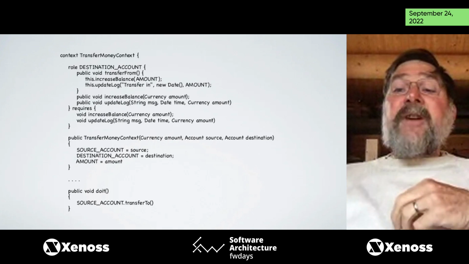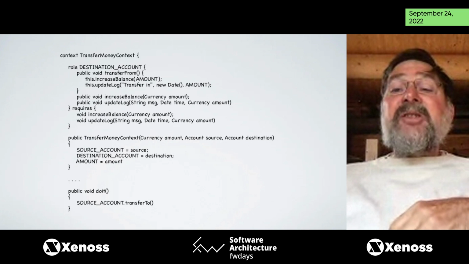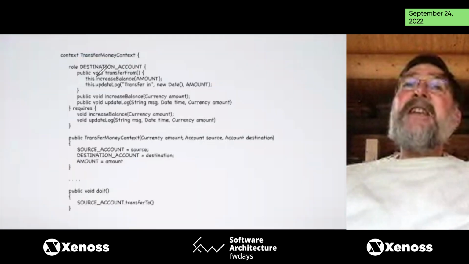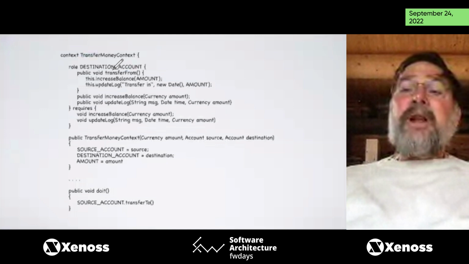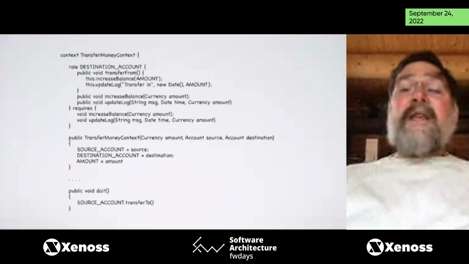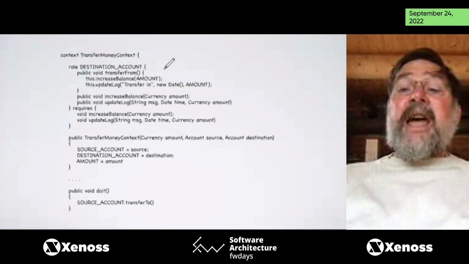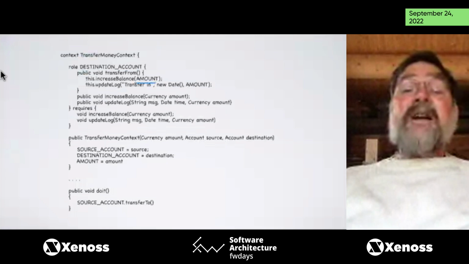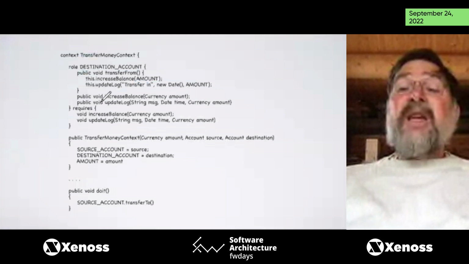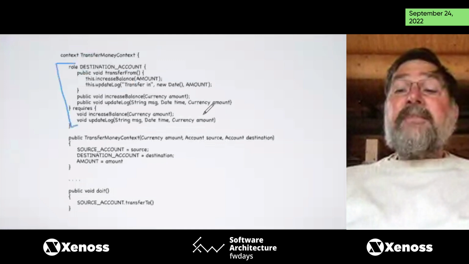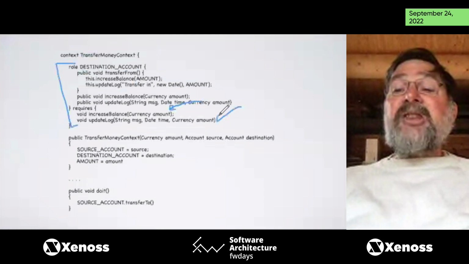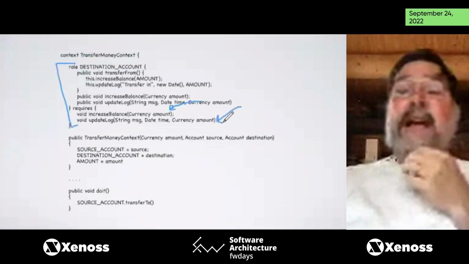So here transfer from says on this, what is this? This is the name of the object currently playing the destination account role. So go to that object and balance the amount that is part of this use case. We say that this role requires the role player to have these two methods. And in Trygve, this is checked at compile time, completely type safe.